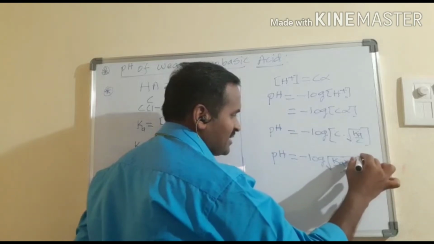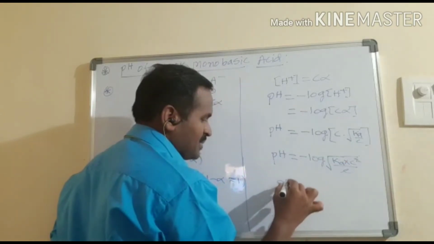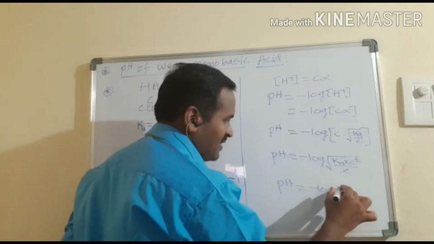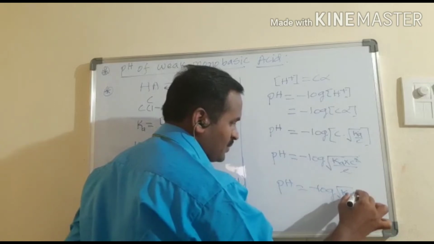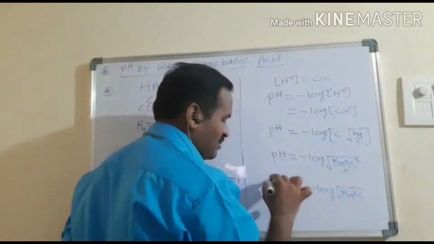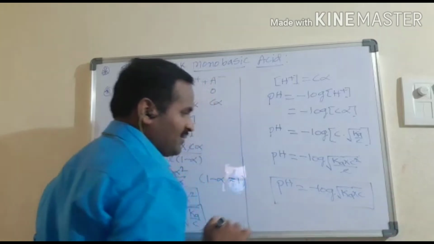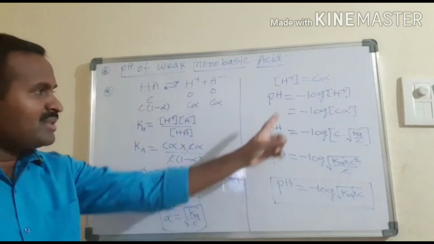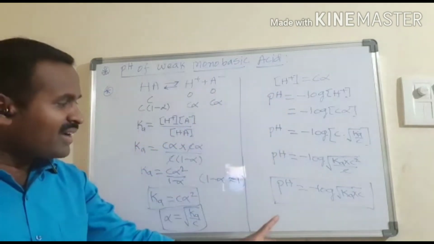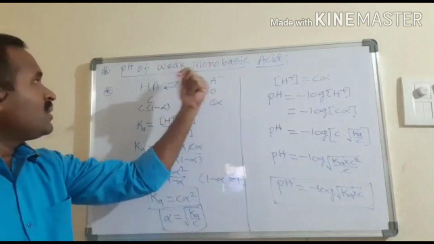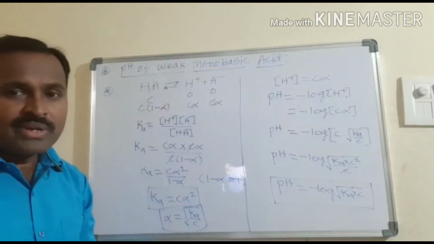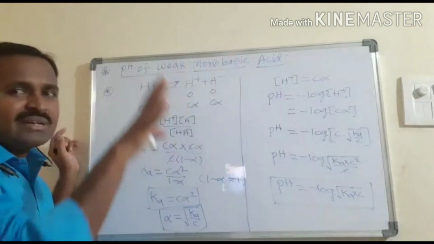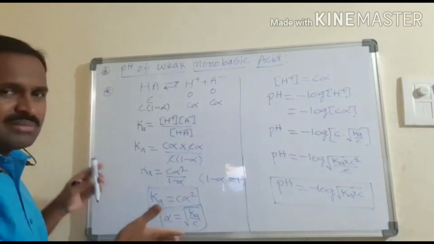One C will get cancelled here, so I can write pH is equal to minus log of square root of Ka into C. This is the formula to find the pH of a weak monobasic acid, from the H plus ion concentration. This is a simple concept, nothing more. Monobasic means the basicity of the acid is equal to 1. It's a simple derivation.